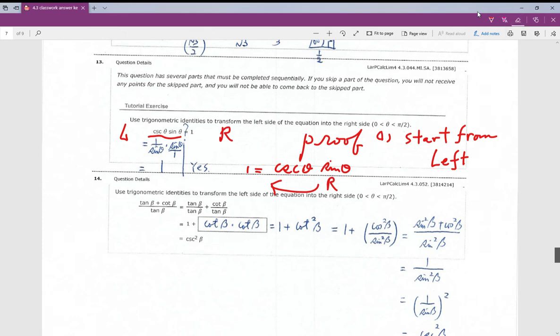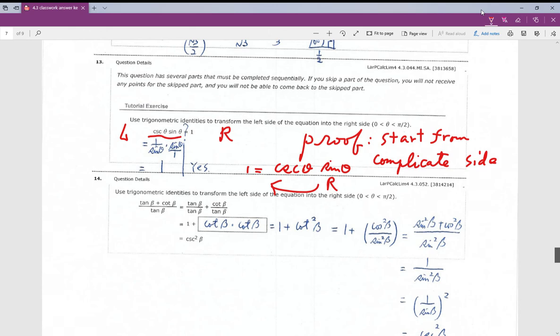Most of the time we start from left-hand side, but the real, the right idea is when you prove, you start from the complicated side. I think it makes more sense for you, because when it's very simple, you cannot do anything. So we always start from the complicated side.